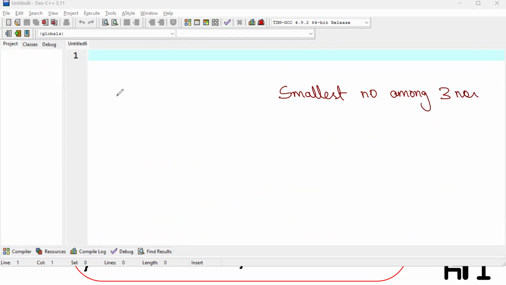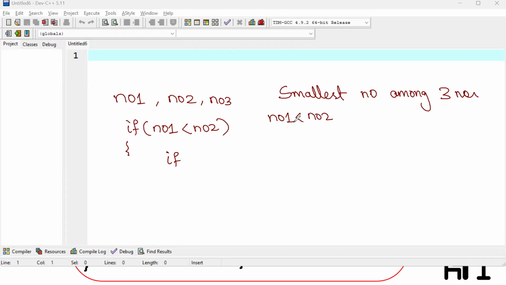Let us understand that we have three values, number one, number two, and number three. So first condition I'll provide: number one is less than number two. True or false? If true, that means I am sure that number one is less than number two. So to confirm number one is actually the smallest among three, I need to check whether number one is less than number three or not.